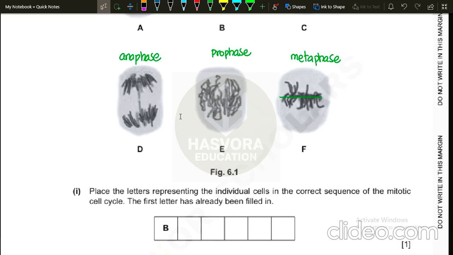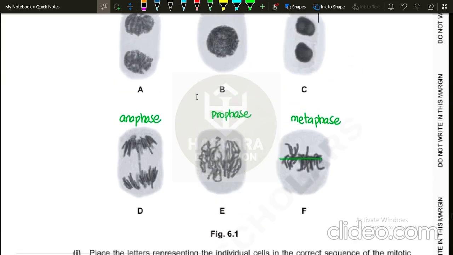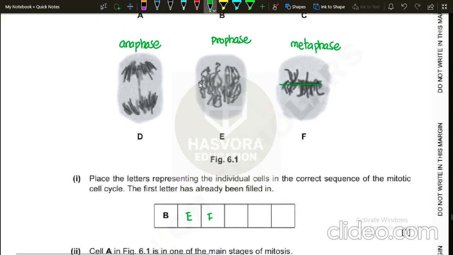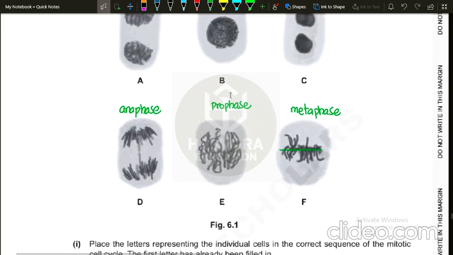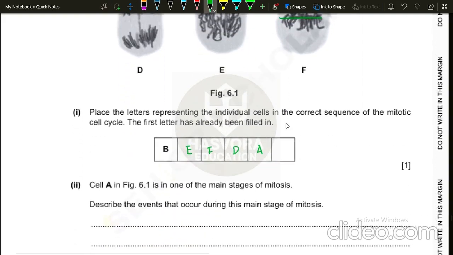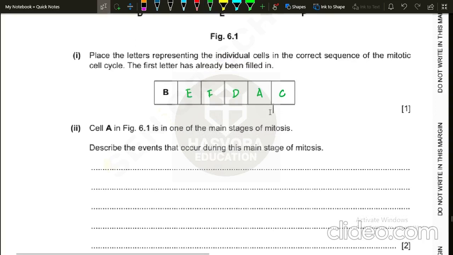Place the letters representing the individual cells in the correct sequence of the mitotic cell cycle. The first letter has already been filled in. So B, they have said that it is the first place. Then we will say that it is E, because then it is condensing. Then after that E, we will have the F, because it will be the metaphase. Then after that we will have the D, because then it is moving to the opposite poles. At A, it is slightly decondensed, and the last stage will be C, after which it will form the nuclei and the nuclear envelope, and all the structures will be regained.